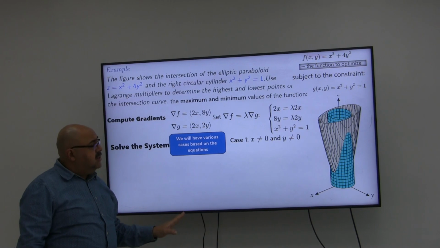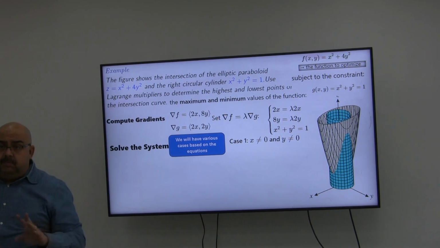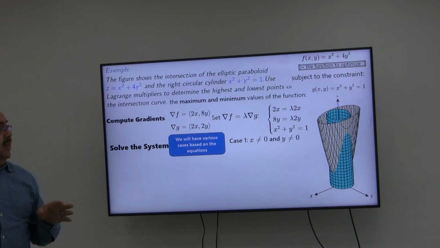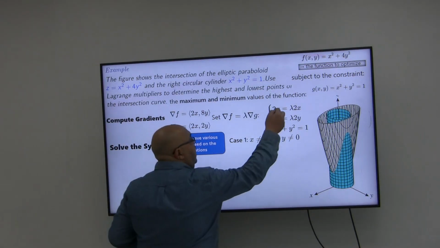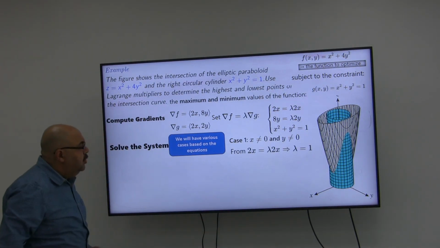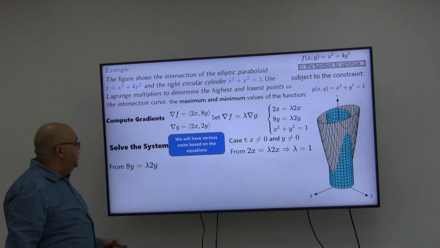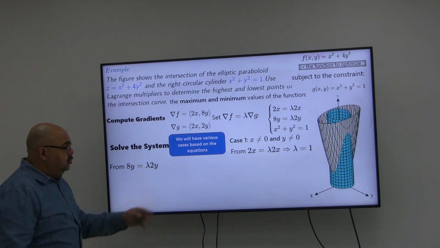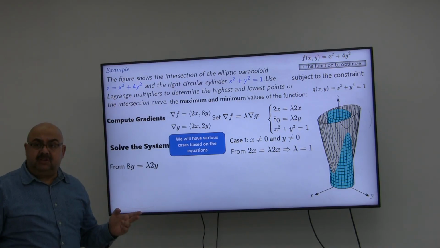The first case, let's consider that x doesn't equal 0 and y doesn't equal 0. Both of them are not equal to zero. And then, according to this, I can divide the first equation by x, which will leave you with lambda equal to 1. And for the second equation, if you substitute with your lambda, it's not going to be satisfied.